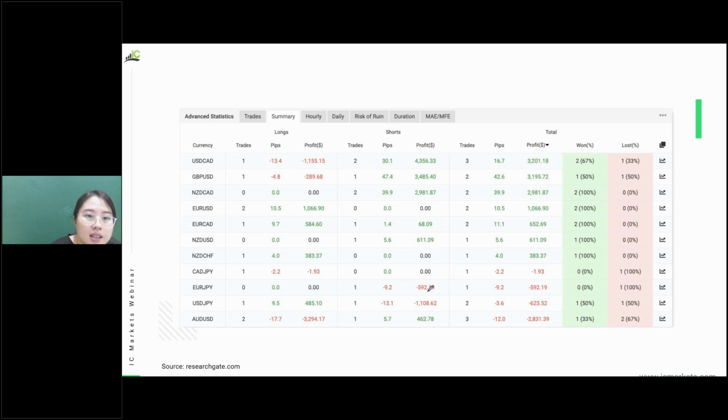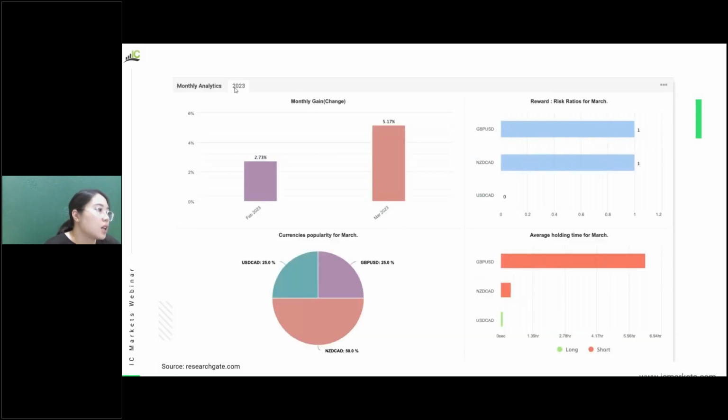Okay, so that's that. Let me go back to non-drawing mode. Okay, cool. These are the other things that you can see. In 2023, in February, they made a profit of 2.73%, for example. In March, they made a profit of 5.17%. By the way, if it's negative, it will show negative, but this is profits. So Everest, we can trade, guys. If not, we wouldn't be doing these webinars for you. So in February, 2.73%.